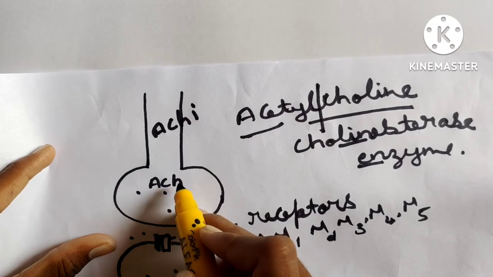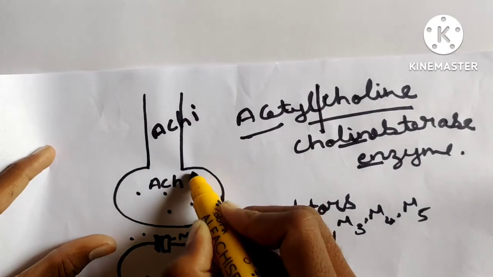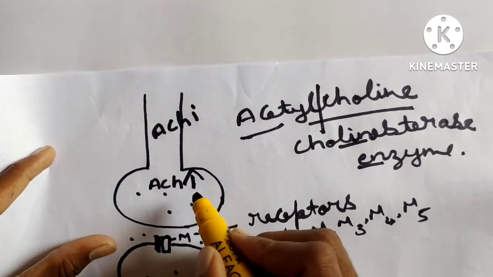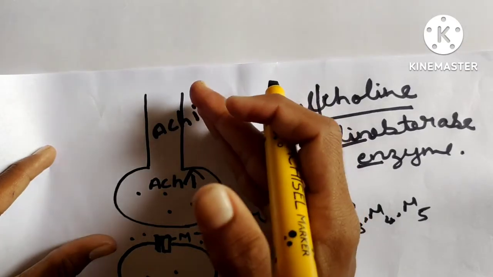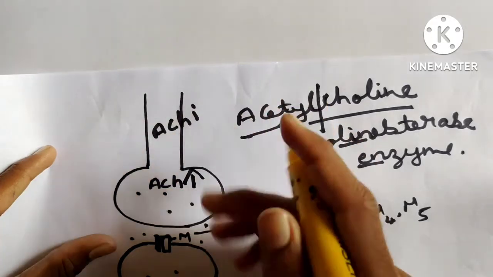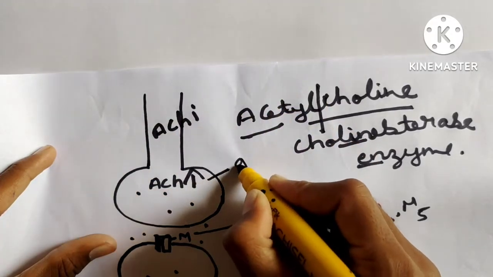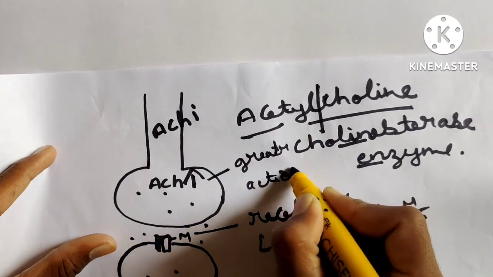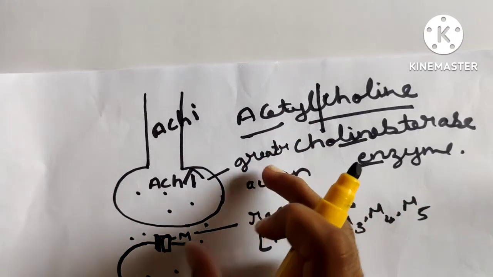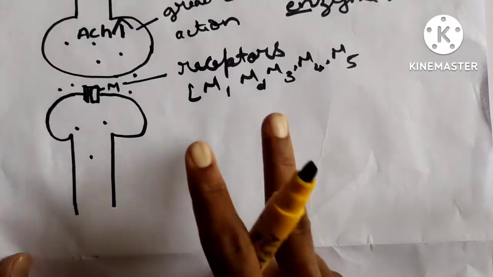Clear? Now let's discuss the next concept. One question is, sir, how do they inhibit? They increase both the level and duration of action of this acetylcholine in the central nervous system. If the duration of action and the availability increase, there is no chance of breaking down of acetylcholine.